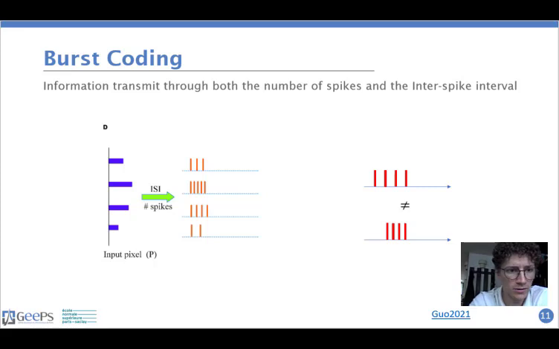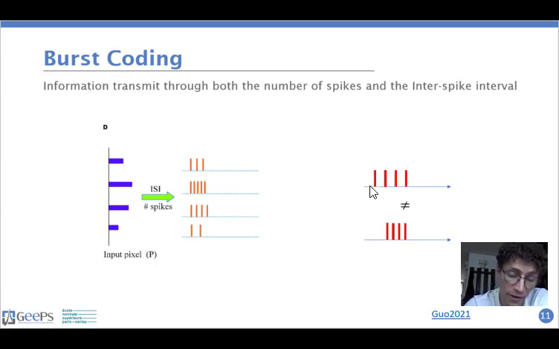Then let's talk about burst coding. Burst refers to a rapid sequence of spikes in a short period of time. Basically, this is a group of spikes. And here the information is transmitted through both the number of spikes and also the spike interval. This is called ISI.